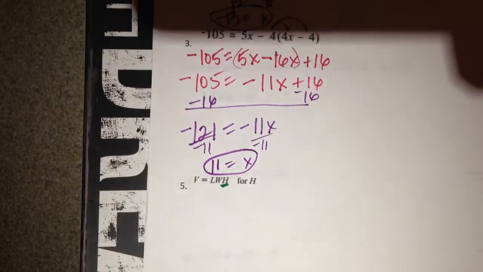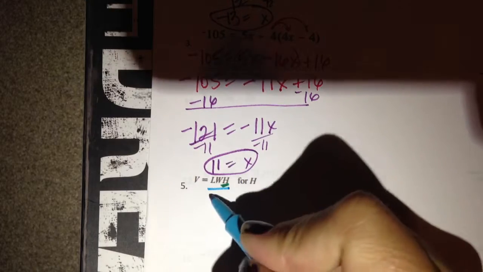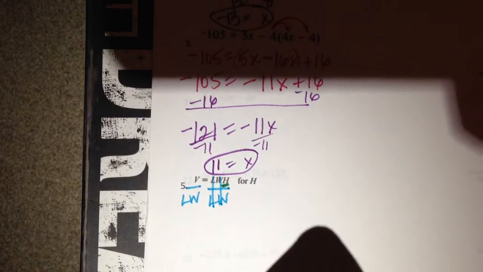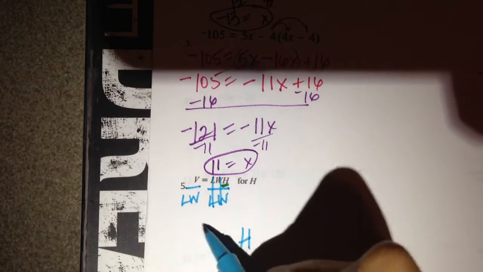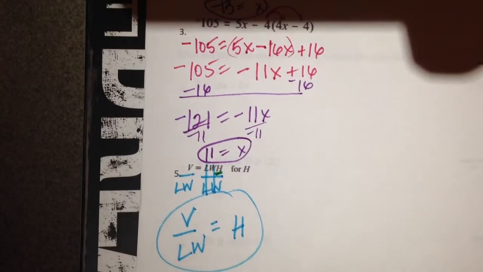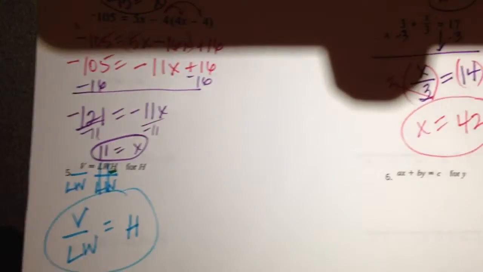If I need to solve for h, I need to get rid of the L times W that's there. So I'm going to divide everything by LW. They'll cancel out on the right-hand side. H is going to be V over LW. Pretty straightforward in that one. A single step of dividing by 2 factors.